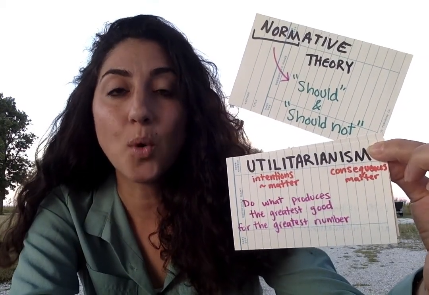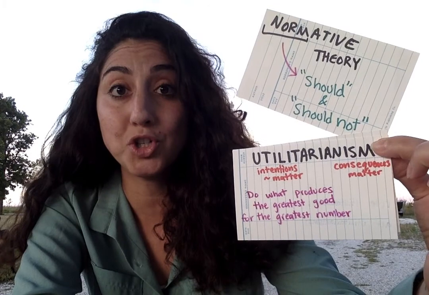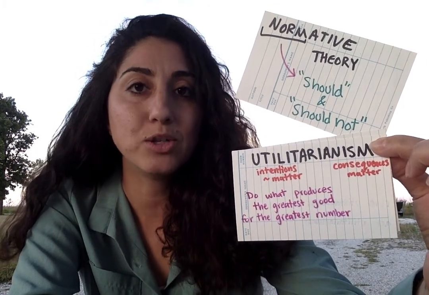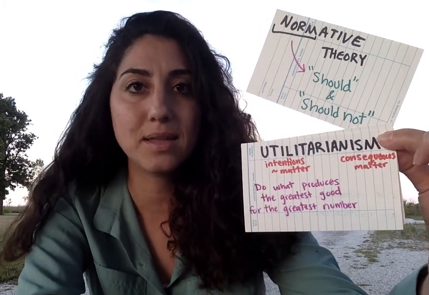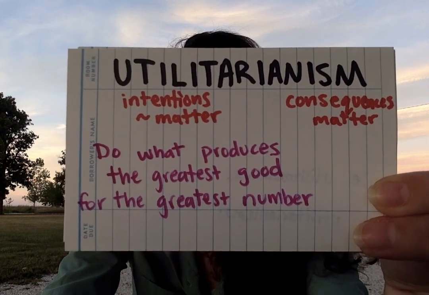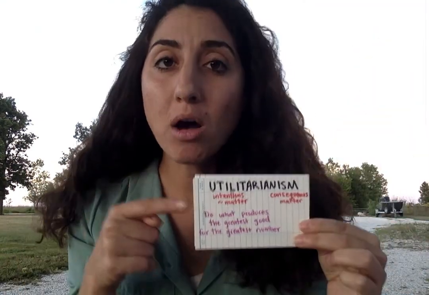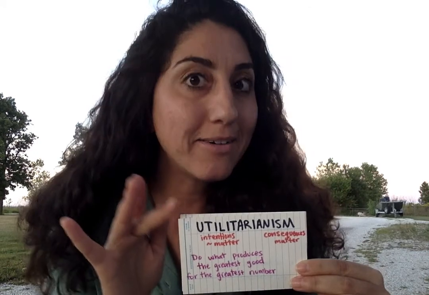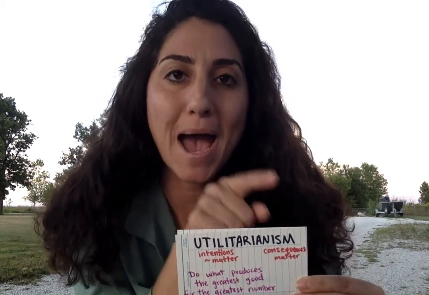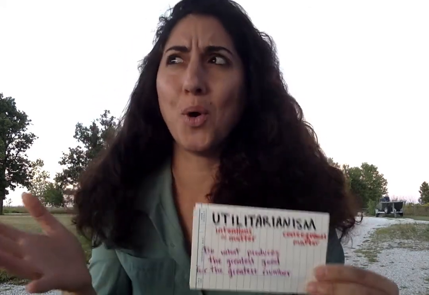Utilitarianism is a normative theory that tells you what you should and should not do. And the thing that you should do, always, is the thing that produces the greatest good for the greatest number. Produces, creates. We're talking about consequences. For utilitarianism, consequences matter. They matter most. They're the only thing that matters.